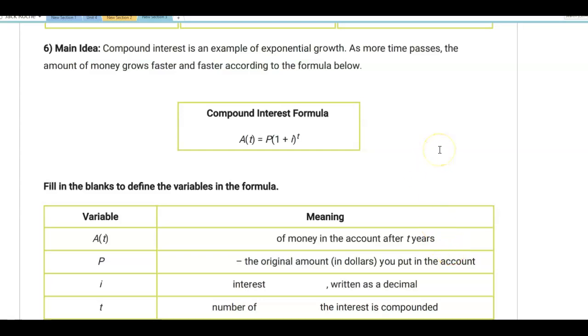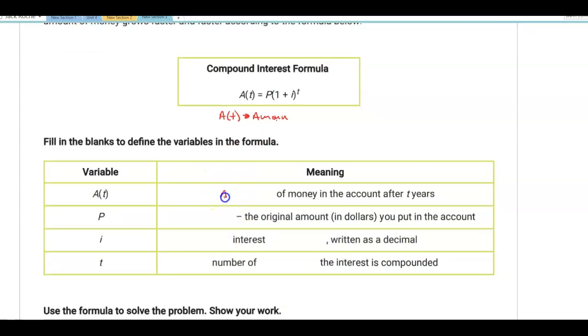So now, compound interest. In compound interest, we see this as an exponential growth function. In the compound interest formula, you get A of t equals P times 1 plus i to the t, where A of t is the amount of money in the account after t years. P represents the principal. This is the amount you start with.